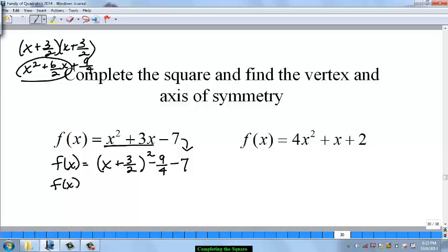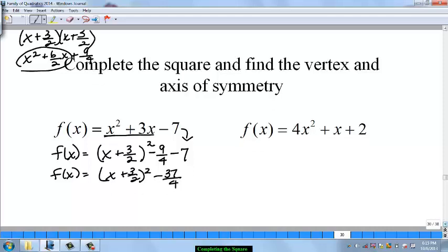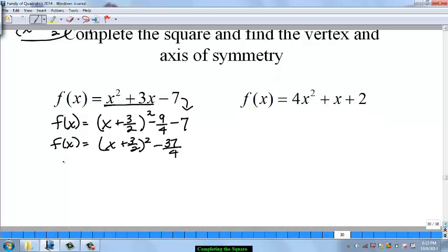So I'm going to write f of x equals x plus 3 halves squared, and then when I combine these two, the negative 7 over 4 as a common denominator is negative 28 over 4, minus 9 over 4, or you can put this in your calculator, it doesn't matter. These come out to negative 37 over 4. That kind of bugs people because you have all these fractions, but not all your parabolas are nice, neat numbers. So the vertex of this one, or the turning point, is negative 3 halves, negative 37 over 4. And the axis of symmetry is always x equals whatever your x value is, negative 3 halves.